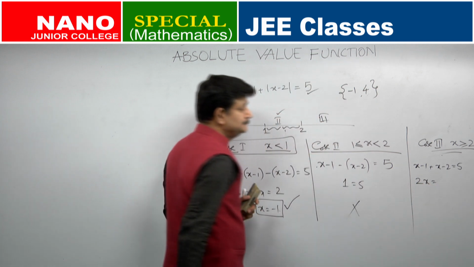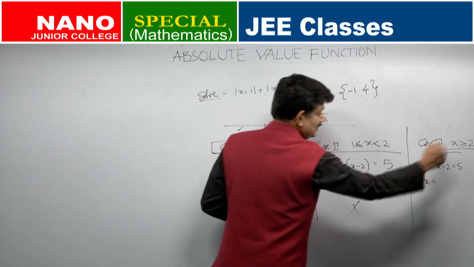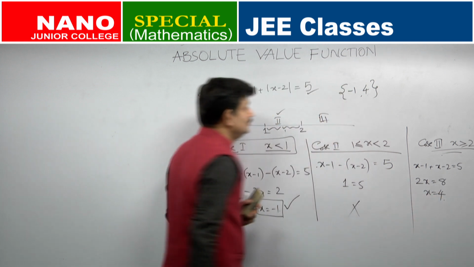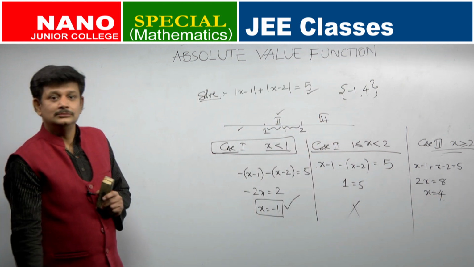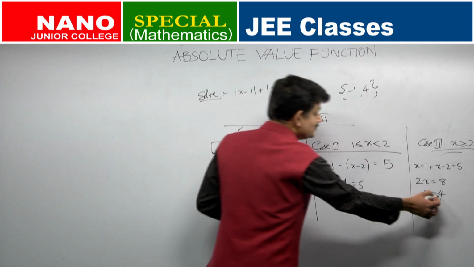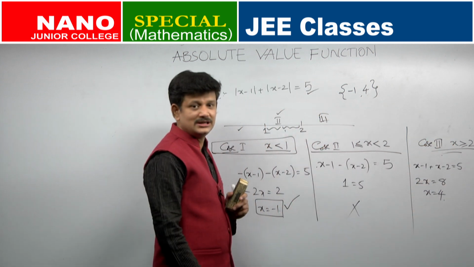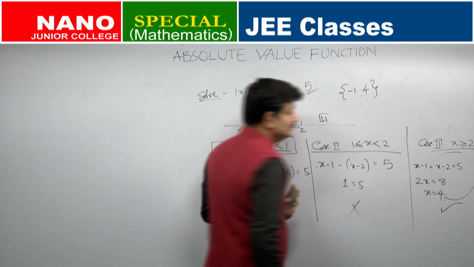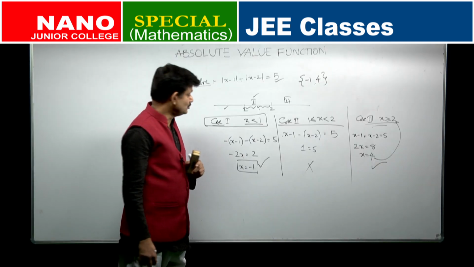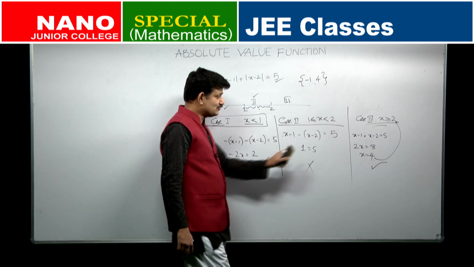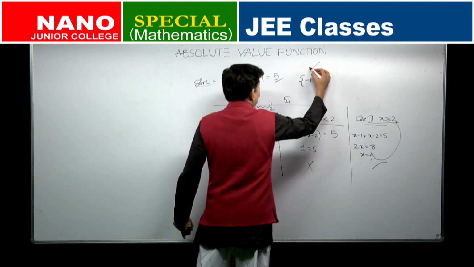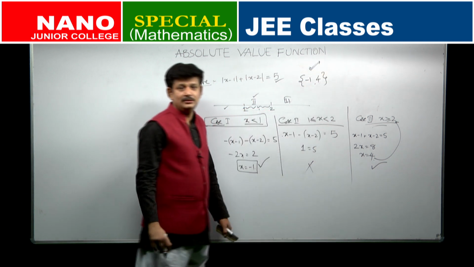So, what do you have? 2x, x plus x, 3 you can take to the other side, is 8, so x is equal to 4. x equal to 4, is it satisfying your assumption? Yes, 4 is very much greater than or equal to 2, always verify. So, yes, it is part of our answer. Effectively, what is our answer? Minus 1 and 4, and that is what we got geometrically as well.